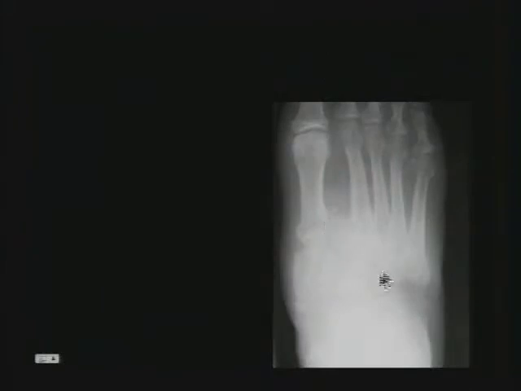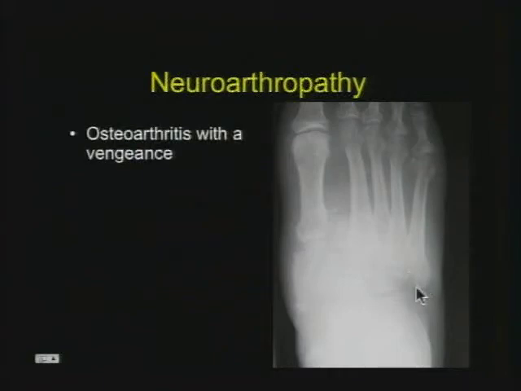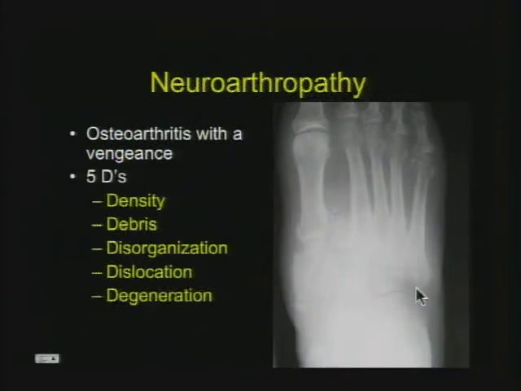What about somebody like this? Terry just talked about it. He talked about it mainly with trauma. We also see this Lisfranc problem at the Lisfranc joint here with neuroarthropathy. And usually these are diabetic patients. And the 5 Ds are good to remember: density, debris, disorganization, dislocation, and degeneration. You can have any combination of those. For this form of neuroarthropathy, which is the hypertrophic form.